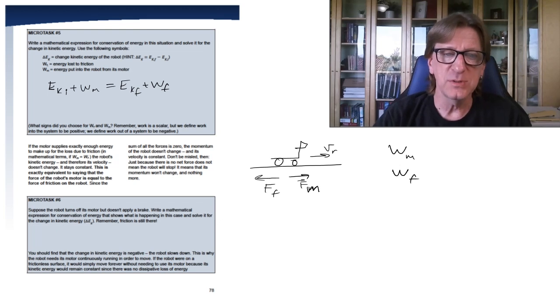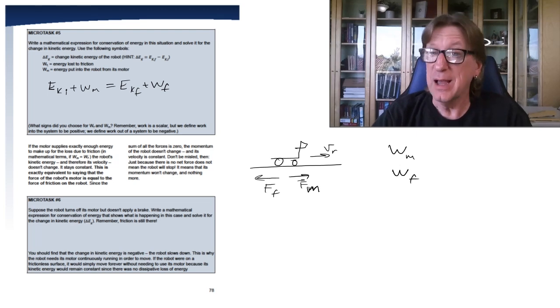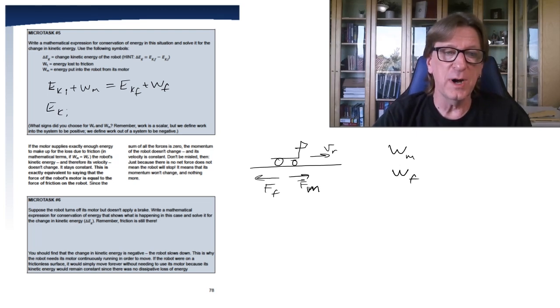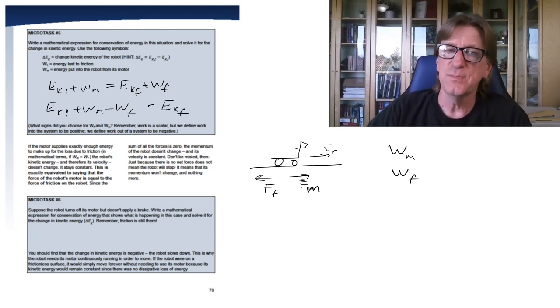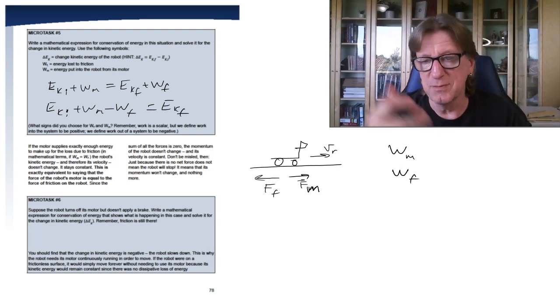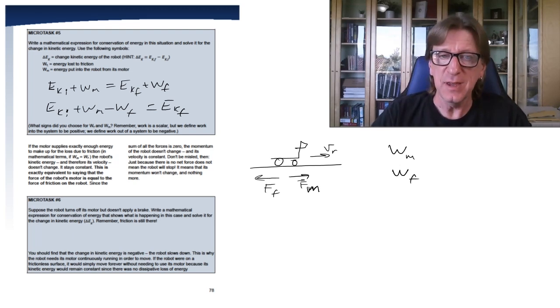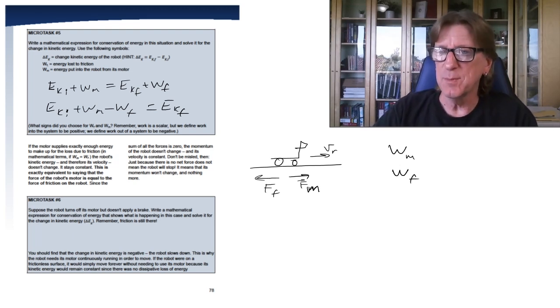Now remember, there's a number of ways you can do this. And we make a note here. What signs did you choose? If I want to put them both on the same side, I can. I could absolutely say, okay, here's my robot, and I am adding in motor work, and I'm subtracting friction work. And all of those things together is going to give me my final kinetic energy. And of course, if you move your WF to the other side, you're going to get exactly the same thing. It's two different ways of thinking about it.